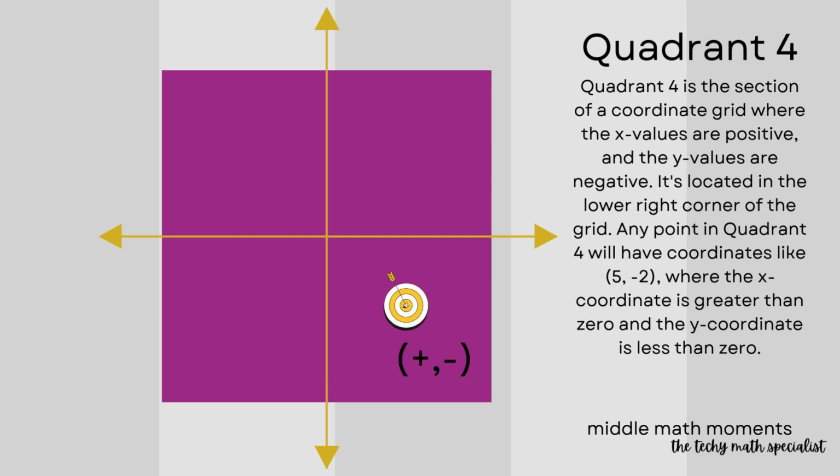than 0. Quadrant 4 is the section of a coordinate grid where the x values are positive and the y values are negative. It's located in the lower right corner of the grid. Any point in quadrant 4 will have coordinates like 5, -2, where the x-coordinate is greater than 0 and the y-coordinate is less than 0.